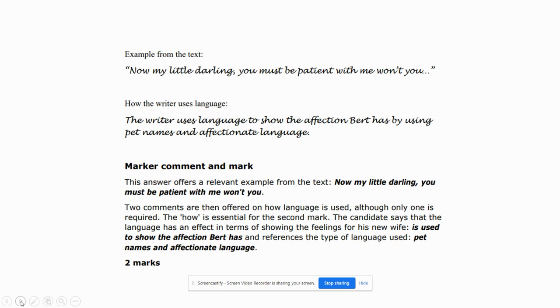This answer offers a relevant example from the text. 2 comments are then offered on how language is used, although only 1 is required. The how is essential for the second mark. So the candidate says that the language has an effect in terms of showing the feelings for his new wife. It's used to show the affection Bert has, and it also references the type of language used. So it says pet names and affectionate language. So have a look at yours in comparison to that. Bear in mind the examiner's comments there.